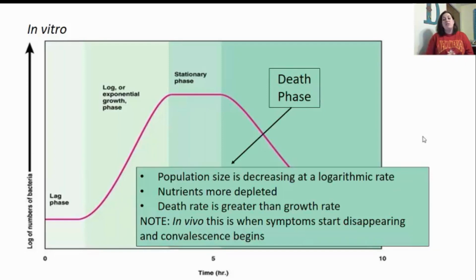The last phase is known as the death phase. This is where the population size is decreasing, but if you'll notice, it's decreasing at a logarithmic rate. It's going down pretty steadily. The nutrients become more and more depleted, and the death rate now is way greater than the growth rate. In vivo, this is when symptoms start to disappear, and we call this the convalescence time that begins. Now, a person can still expose somebody else and sometimes pass it on, but they don't actually have real true signs and symptoms of the disease anymore.